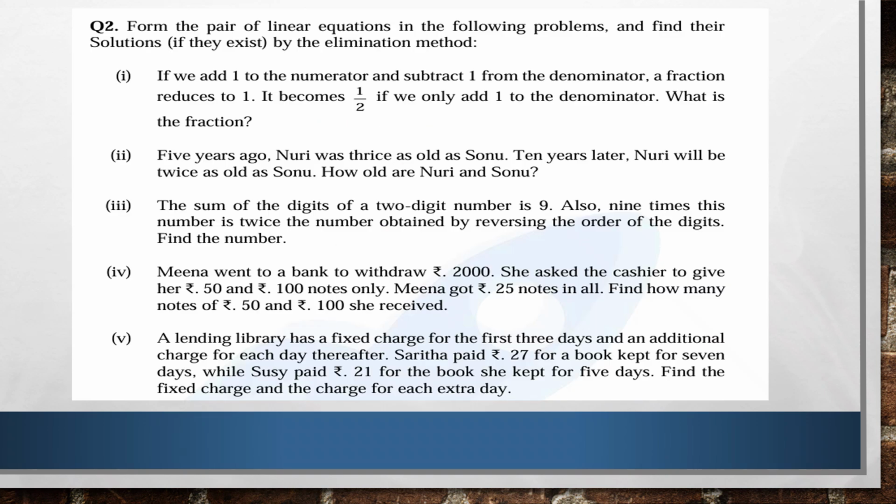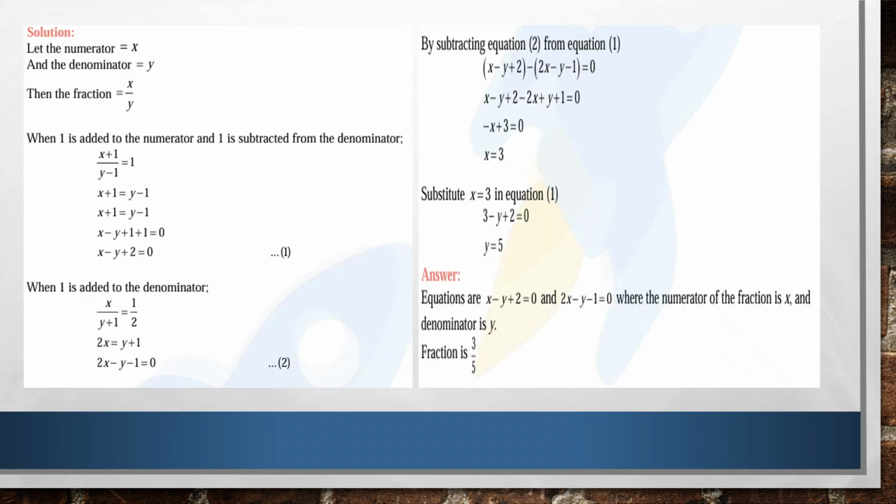Okay. So, second main problem. From the pair of linear equations, solve the following problems and find their solution, if they exist, by the elimination method. First, we have to write the 5 different conditions in equation form. If it is consistent, we have to solve by the elimination method, as given in the second question of exercise 3.3. It consists of 5 sub-questions, so let us solve one by one.